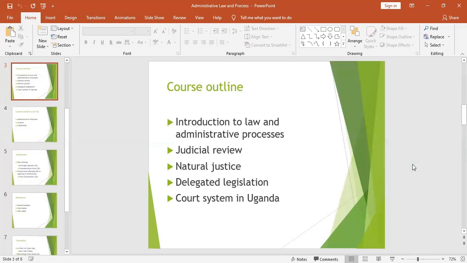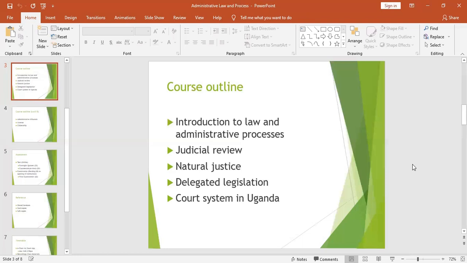For instance, in Uganda, the recognized authority mandated to make laws on behalf of Ugandans is Parliament. Parliament makes laws on behalf of us, and the laws made by Parliament are called Acts of Parliament. And Parliament is mandated to make laws under Article 79, Section 1. So Parliament in Uganda is the sole legislator.